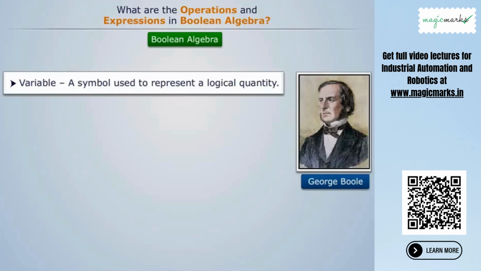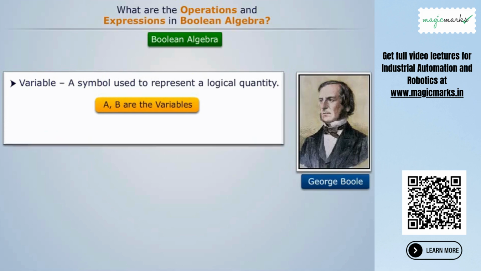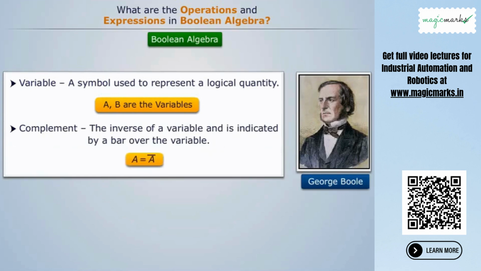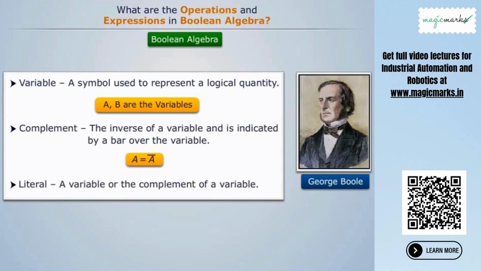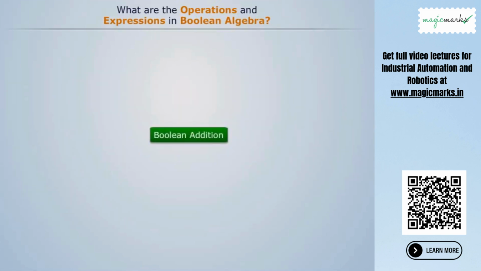Variable: a symbol used to represent a logical quantity. For example, A, B, etc. are variables. Complement is the inverse of a variable and is indicated by a bar over the variable. The complement of A will be A bar. Literal: a variable or the complement of a variable. Example: 1 and 0.